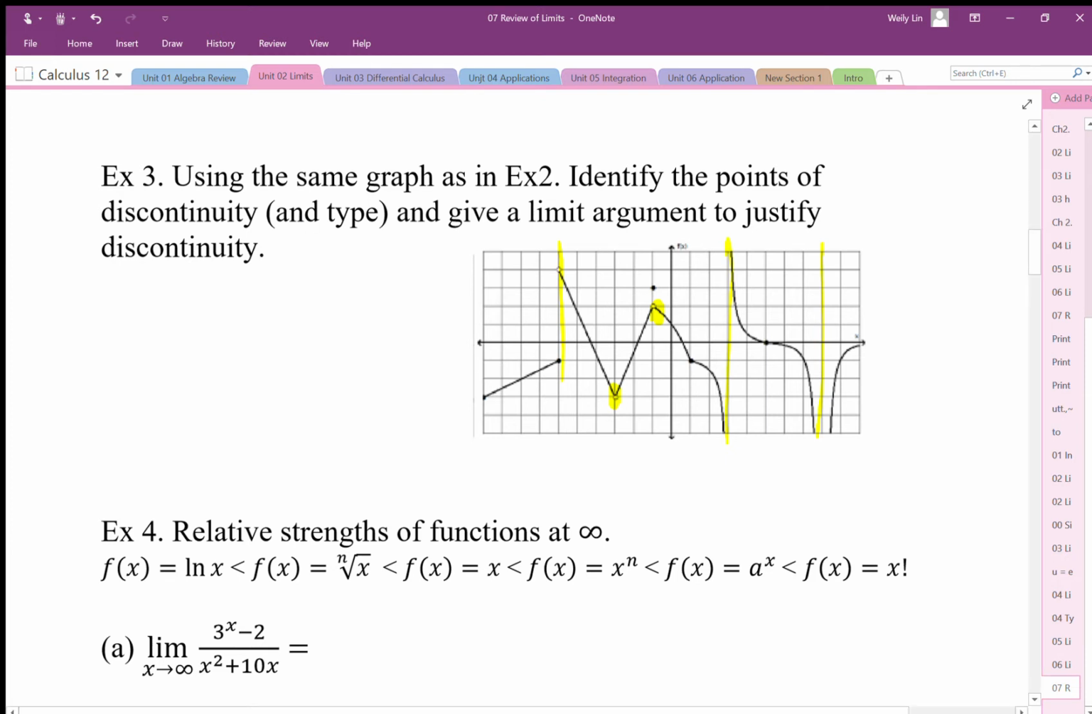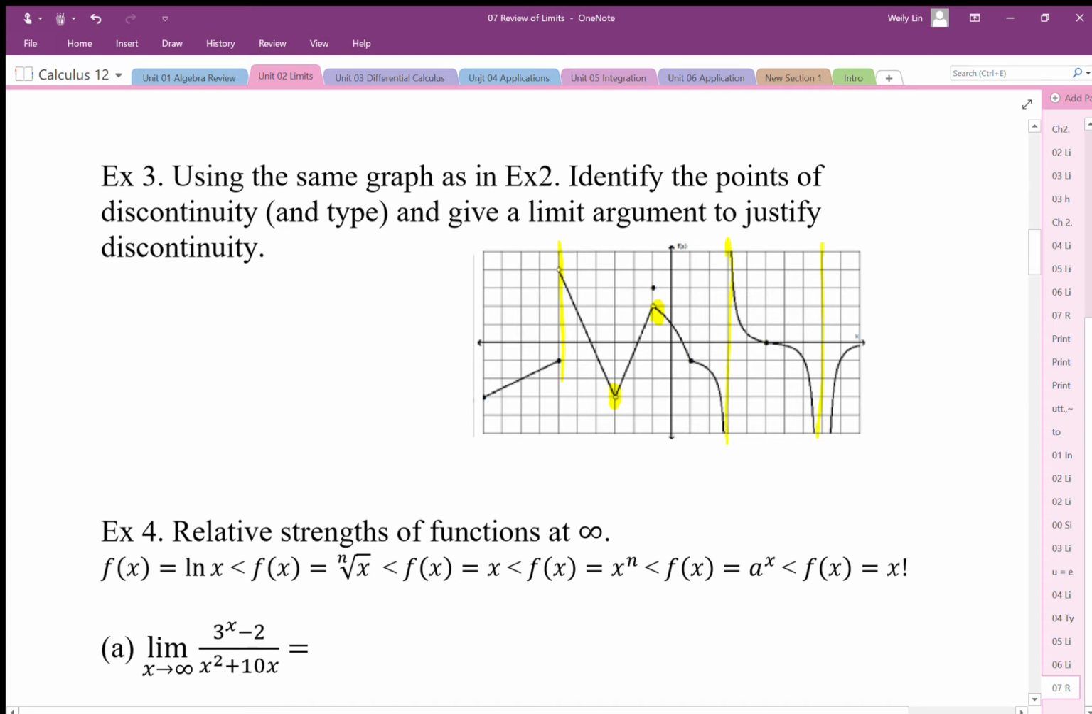Now, you don't really need to know the type, but the types here are, so this one is a jump discontinuity. Okay, this one's called a removable discontinuity. That's a removable discontinuity. This is an infinite discontinuity because it's just going along an asymptote. Same with this one. This is an infinite discontinuity.